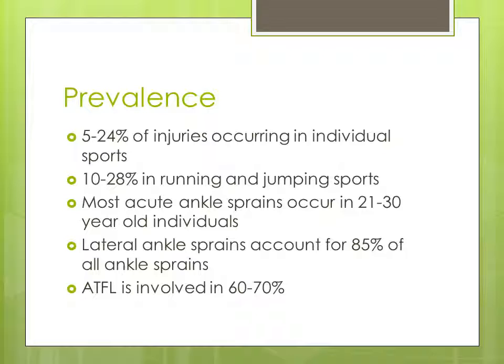Ankle ligament injuries constitute approximately 5 to 24% of injuries occurring in an individual sport, and 10 to 28% in running and jumping sports. Most acute lateral ankle sprains are in 21 to 30-year-old individuals. Lateral ankle sprains account for 85% of all types of ankle sprains. The ATFL is involved in 60 to 70% of all ankle sprains.